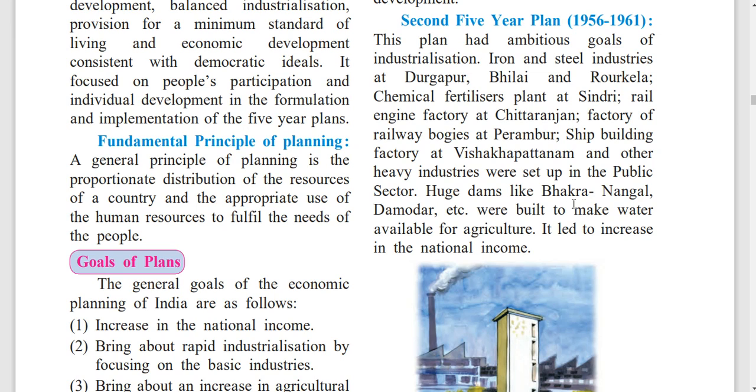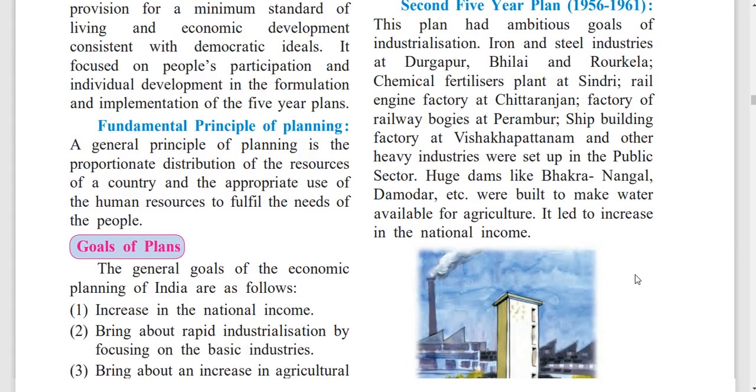Huge dams like Bhakra Nangal, Damodar, etc. were built to make water available for agriculture. It led to increase in the national income.